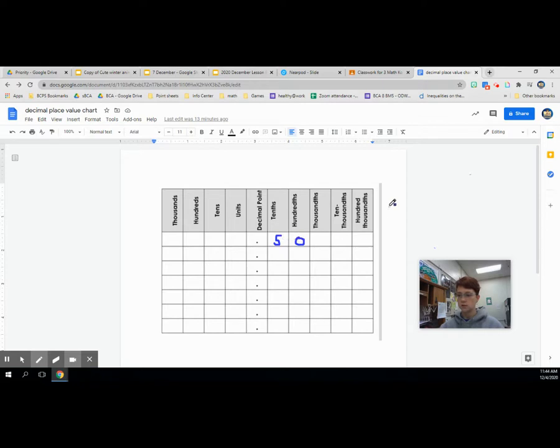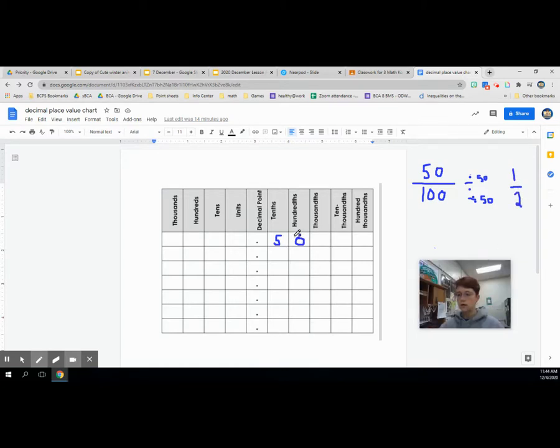We're in the 100th place, so let's make our denominator 100. And we have a 50. So now we simplify. They're both divisible by 50. So that gets us 1/2.